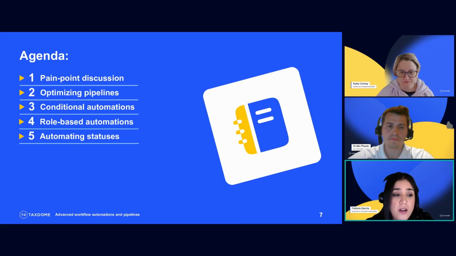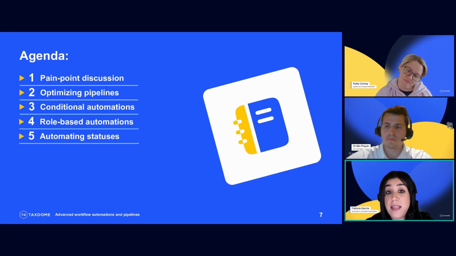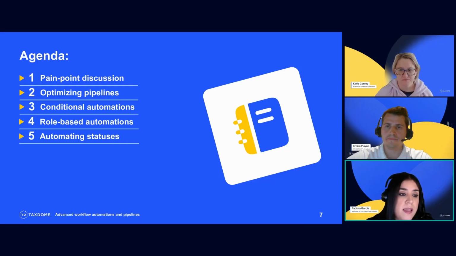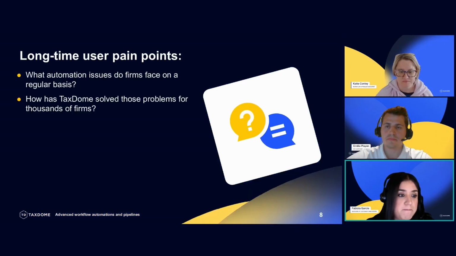We'll talk about optimizing pipelines that you have already built. We'll do a little hyper focus again on conditional automations. We touched on them kind of superficially on the last webinars, but we'll talk about them a little bit deeper. Role-based automations, since this is a new feature, we want to make sure that that is understood, and making sure that tasks are assigned correctly, and automating statuses. So we'll talk about that as well and cover as much as we can today.